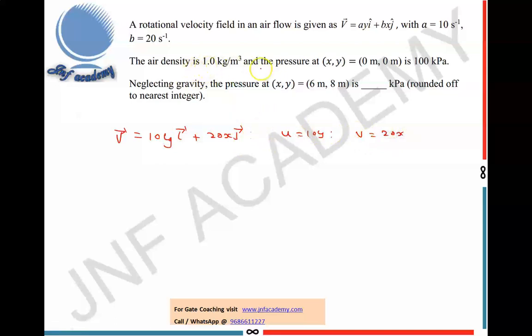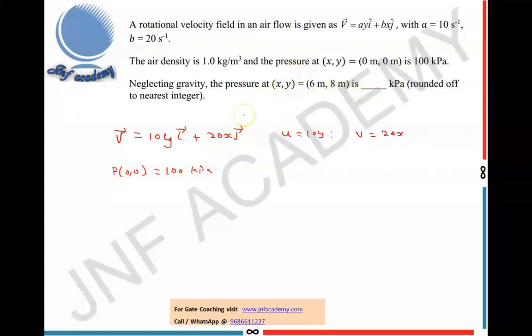They are given the air density and the pressure at x and y is equal to 100 kilopascal. So pressure at 0, 0 is 100 kilopascal. That is also given in the question. Neglecting the gravity effect, the pressure at a point 6, 8.